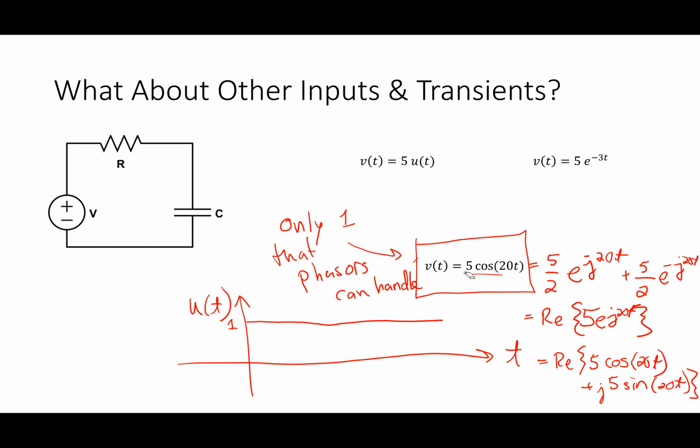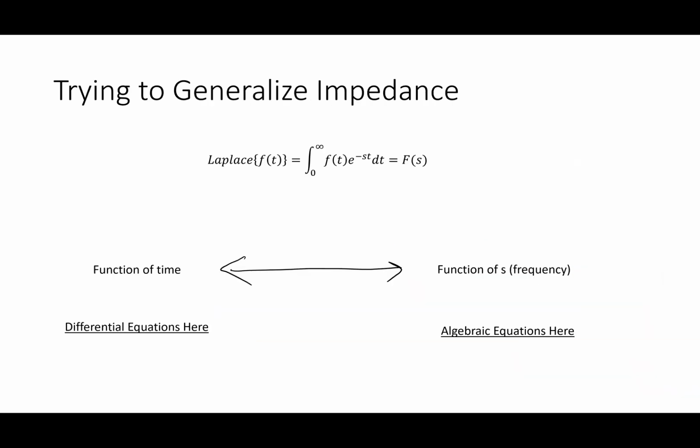And not only that, what do I not get if I use phasors for that cosine input? Transient response. Don't get the transient response, right? So I want to get that. So what I can do is generalize the idea of impedance, and with that, I can use something called the Laplace transform, right? Which is what you guys have learned before.